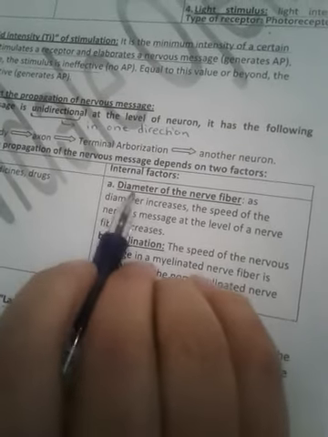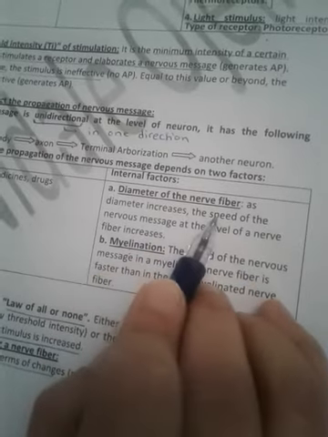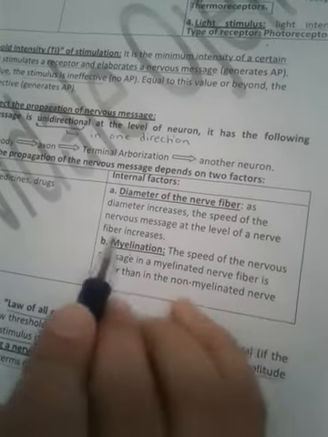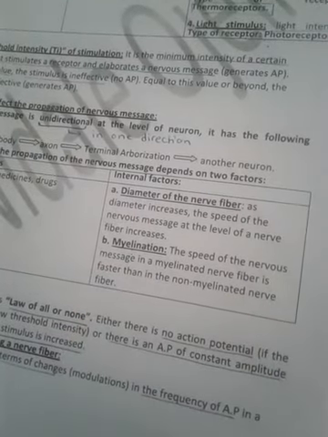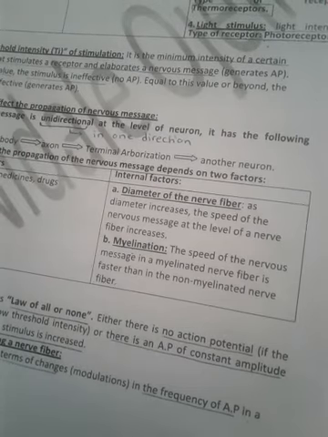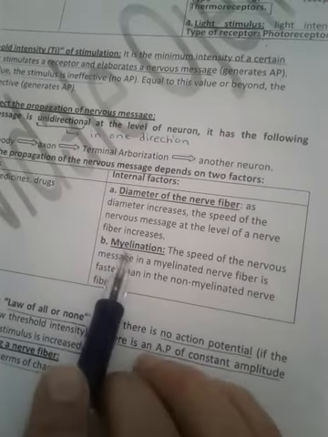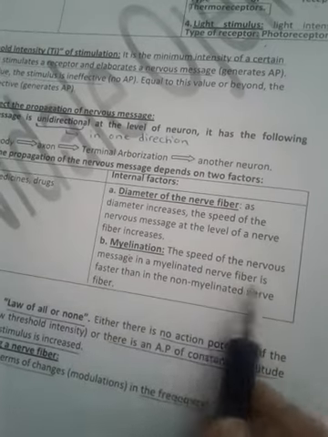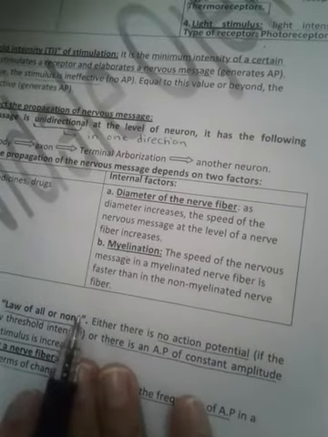So let's talk about the diameter of the nerve fiber. As the diameter increases, the speed of the nervous message at the level of a nerve fiber increases. So the bigger the fiber is, the faster the nervous message travels. Myelination: the speed of the nervous message in a myelinated nerve fiber is faster than in a non-myelinated nerve fiber. Look over here. Remember this?